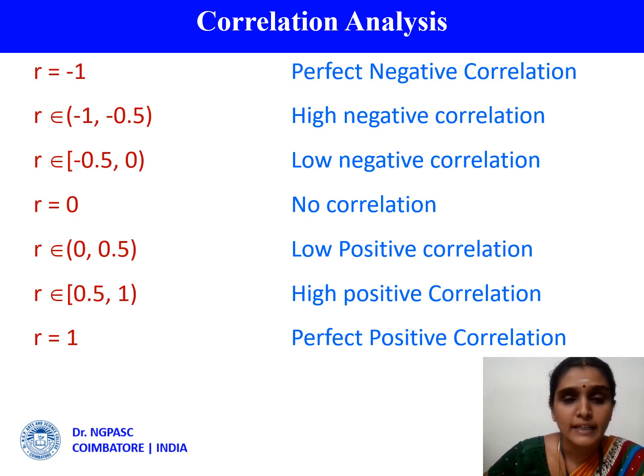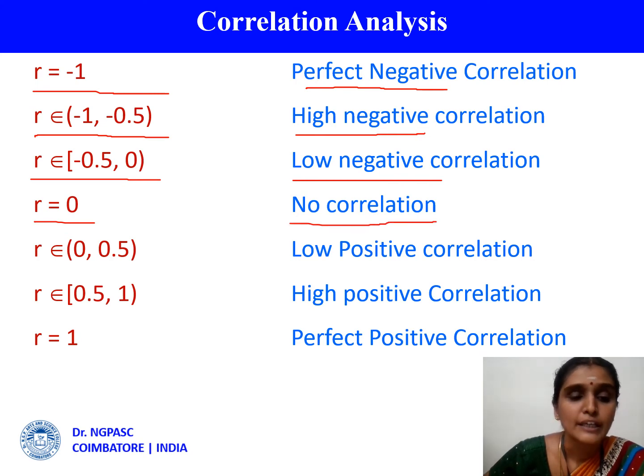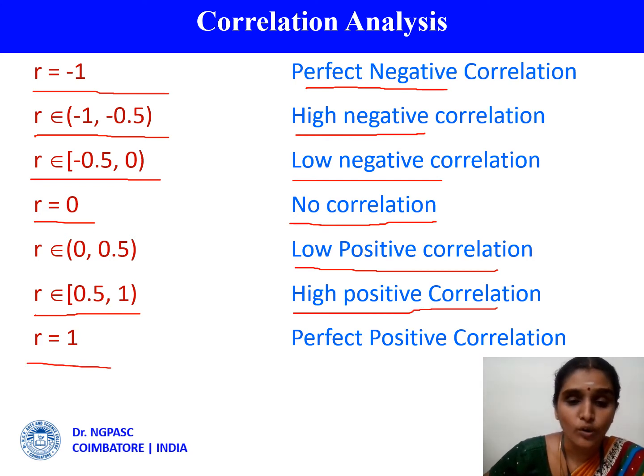Based upon the r values, we can classify the correlation. For r is equal to -1, perfect negative correlation. If r lies between -1 and -0.5, then it's high negative correlation. If r lies between -0.5 and 0, then there is a low negative correlation. If r is equal to 0, then there is no correlation between the given data. If r belongs to the set 0 to 0.5, it is a low positive correlation. If r lies between 0.5 and 1, then that is a high positive correlation. If r is exactly 1, then it is called perfect positive correlation.